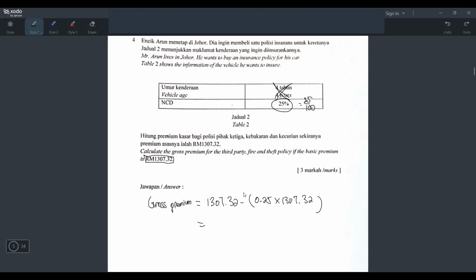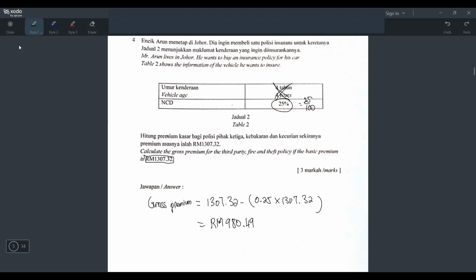Okay, let's press the calculator. Make sure you put the bracket and everything. 1307.32 minus 0.25 times 1307.32. My calculator gives me 980.49. But don't forget to write RM, because this is the amount, the price.